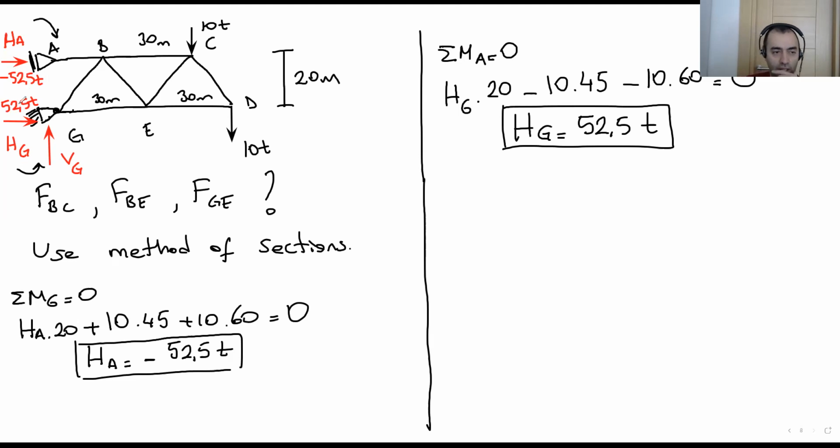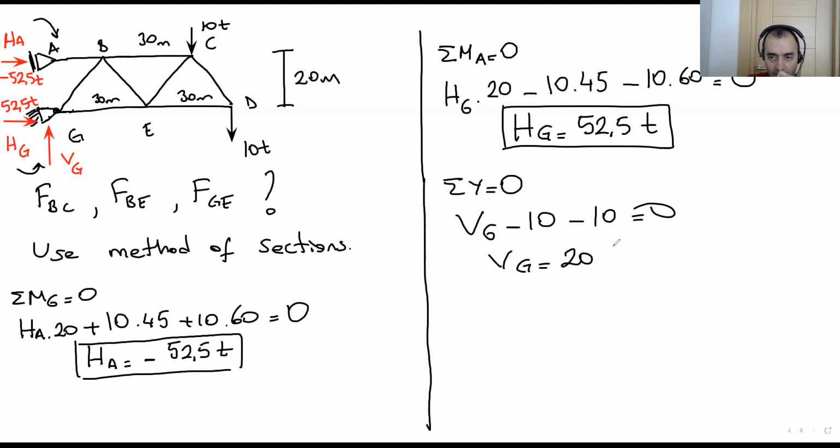Okay, vertical G. To calculate the vertical G, we can write the total Y is 0. In the system, let's say vertical G is in the positive direction, minus 10, and again, one more minus 10 equals 0. Vertical G is 20 tons. This is 20.